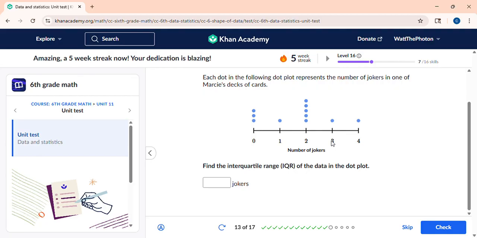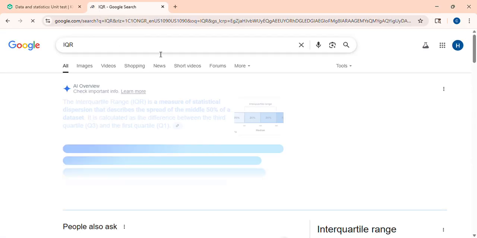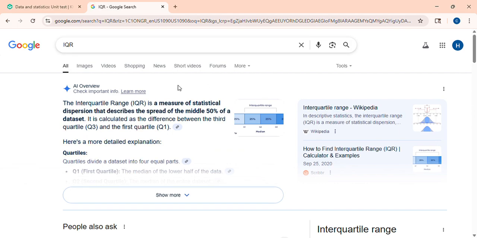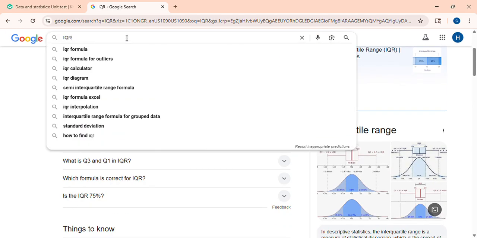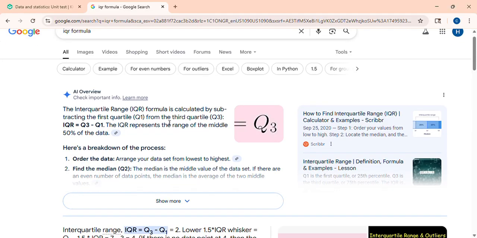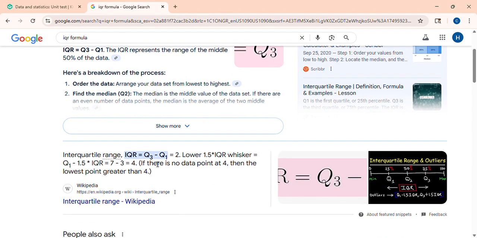So we have 2 times 5, so that's 10. The interquartile range, it's 3. Give me a second. IQR formula. I think they use a 1.25, yeah. Lower 1.25.